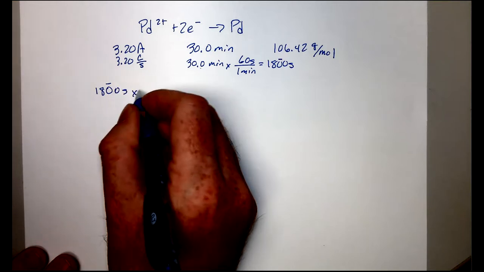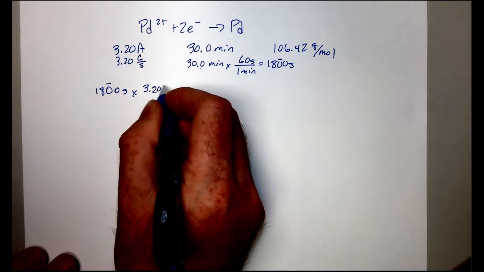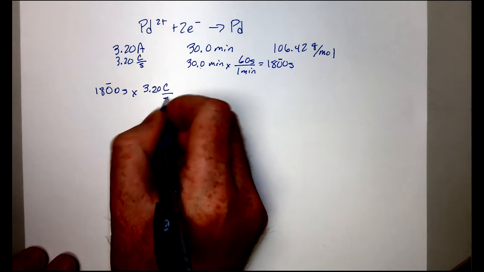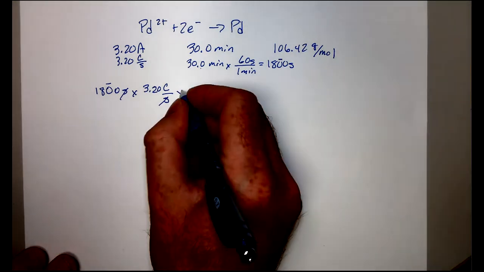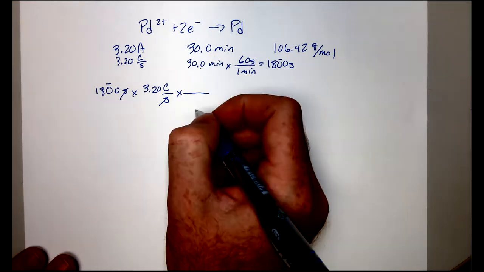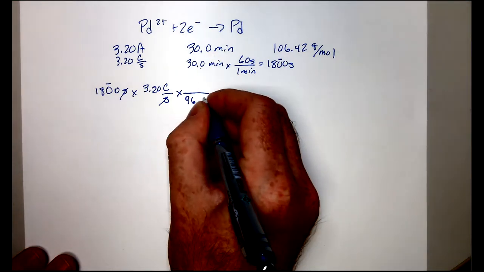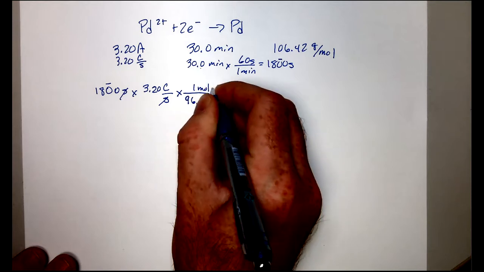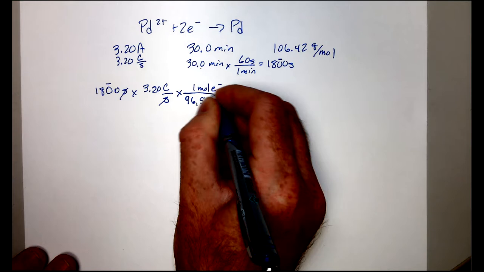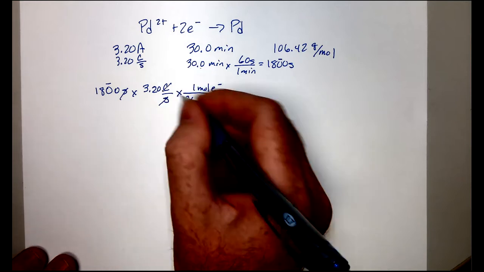And then we're going to multiply that by 3.20 coulombs per second. Seconds are going to cancel, and then we get the total amount of coulombs applied. Now I need to get this into moles so I can do something with the reaction. That's where Faraday's constant is going to come in. So we're going to do 96,500 coulombs per 1 mole of electrons. Now we know how many moles of electrons were actually dispensed.